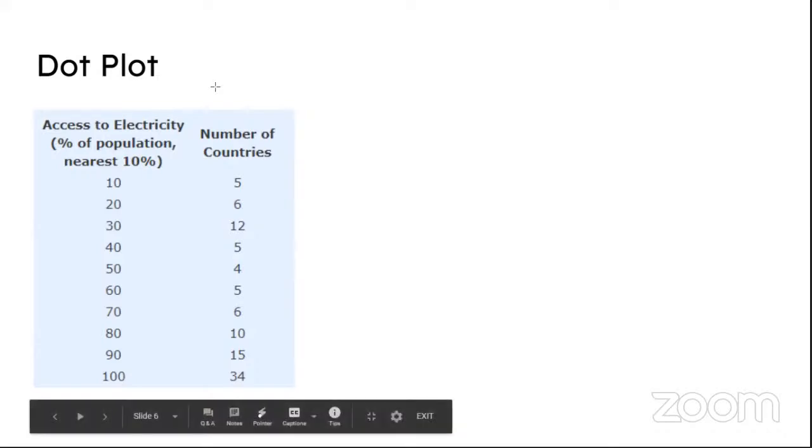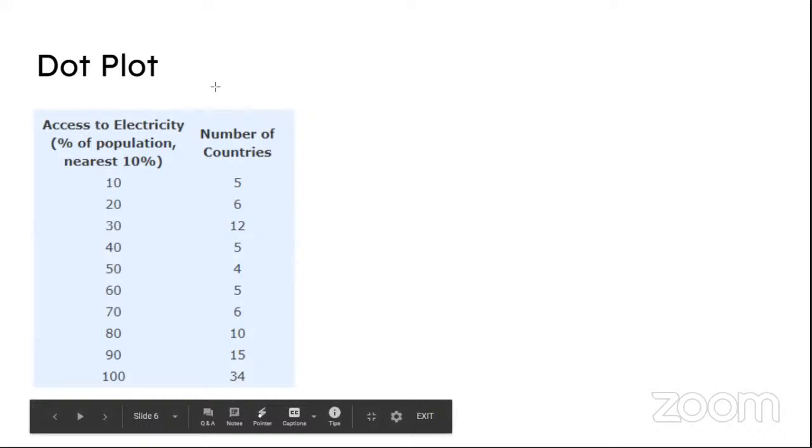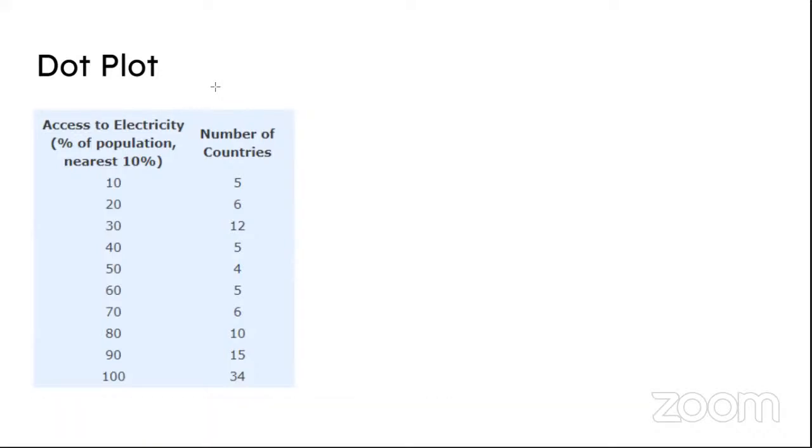So how do we create a dot plot? Well, we're going to put all of these numbers across the bottom, that bottom line that we had before. And then you're going to put over the number 10, 5 dots. Then over the number 20, 6 dots.